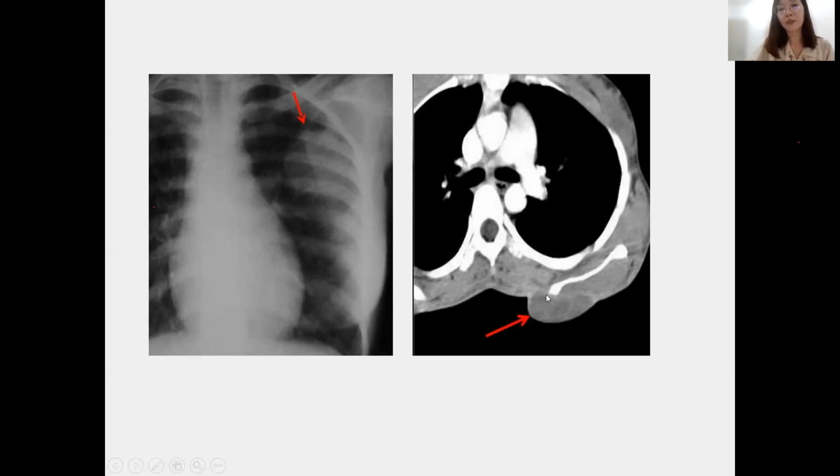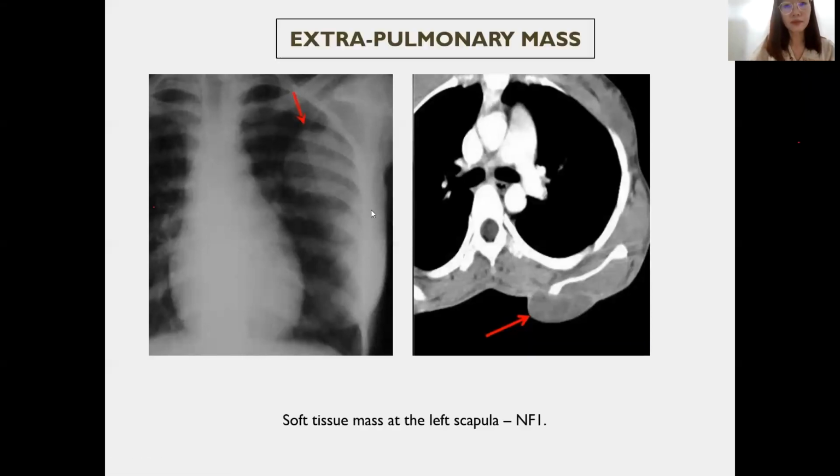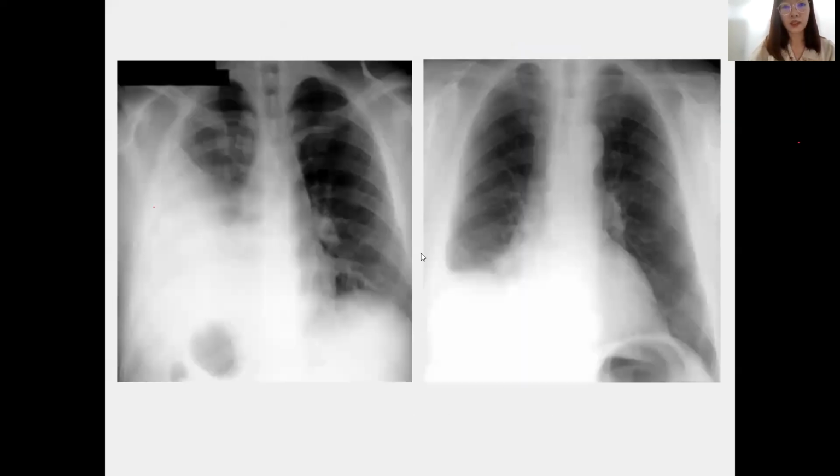But these are less common causes, and also we can diagnose it correctly because we have clinical history. But if not, then we will just say left upper opacity here. Okay. So this one is soft tissue mass, neurofibromatosis.